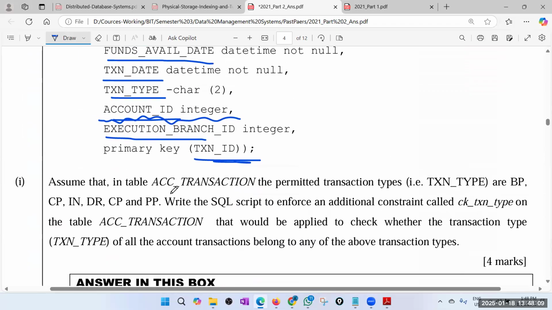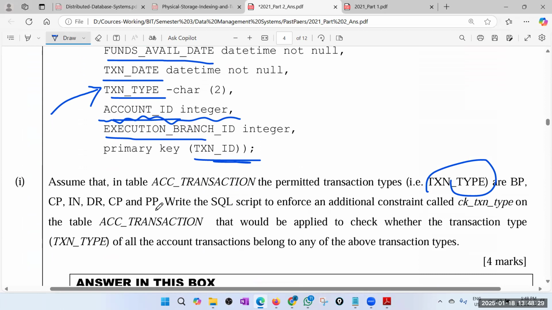Assume that in the table ACC transaction, the permitted transaction types for TXN type are BP, CP, IN, DR, CP, and PP. We don't know what those are, just some possibilities.